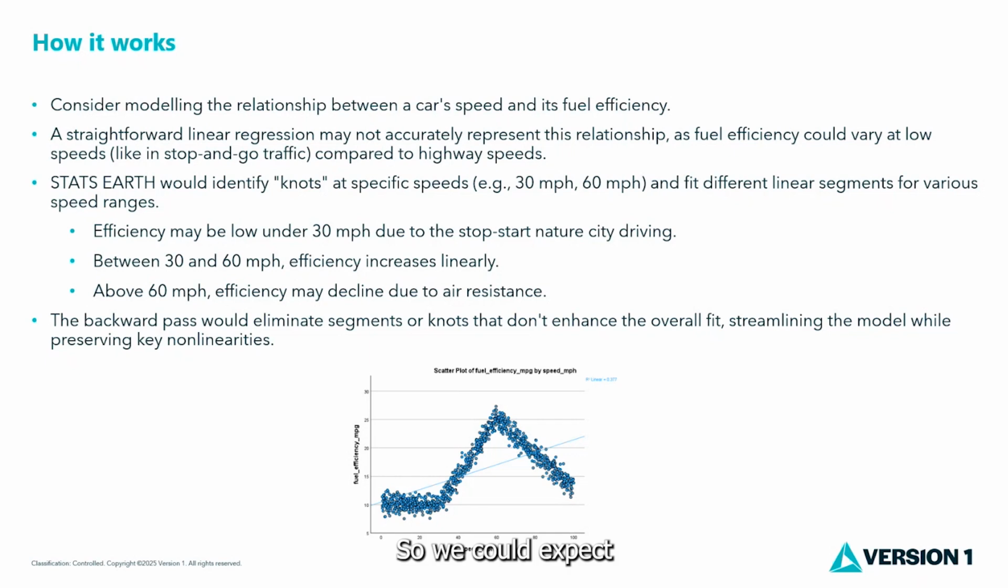So we can expect that efficiency may be low, under 30 miles per hour due to the stop-start nature of city driving. Between 30 and 60 miles per hour, efficiency increases linearly. Above 60 miles an hour, efficiency may decline due to air resistance. Now, when the algorithm runs, we said there's a forward pass and a backward pass. The backward pass would eliminate segments or knots that don't enhance the overall model fit. So this will streamline the model while preserving key nonlinearities.